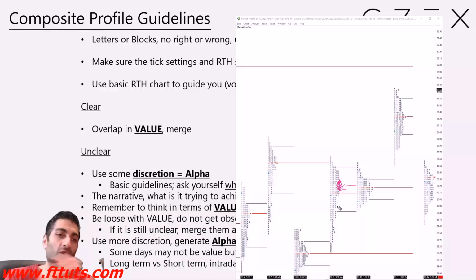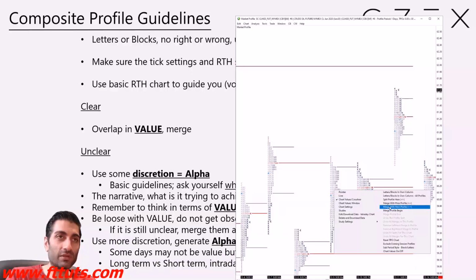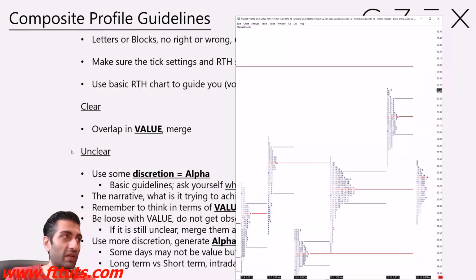Auction market theory, the auction process that goes on there. So you see this a lot. The market does it a lot, essentially. It loves to fill in areas. But this is one of the reasons you're seeing why I merged them. Because as soon as I merge it, look at that, it's beautiful. I get a really prominent area for my point of control as well, which is really important.